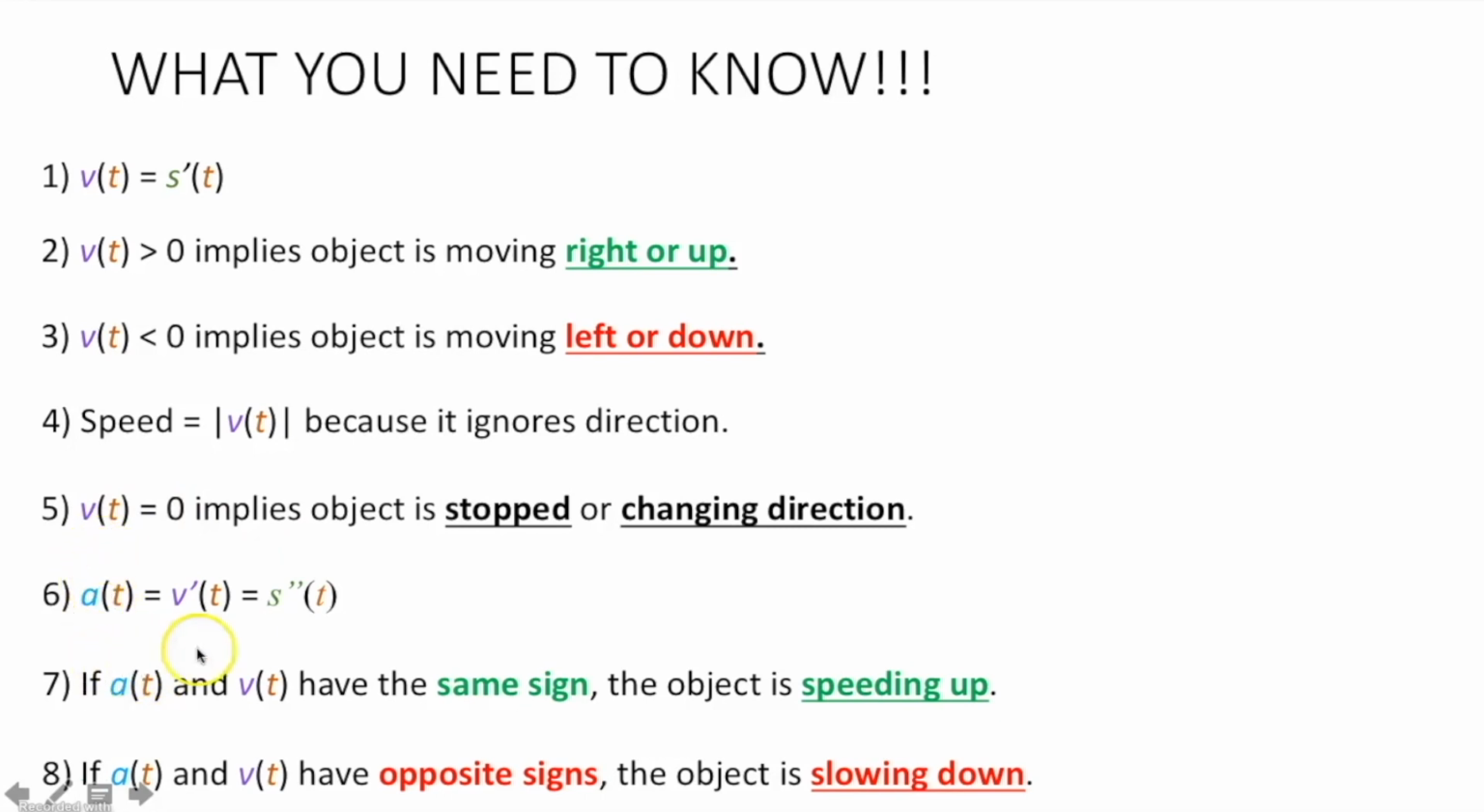If acceleration and velocity have the same sign, then your object is speeding up. So if acceleration and velocity are both positive or both negative, your object is speeding up. But if your acceleration and your velocity have opposite signs, then your object is going to be slowing down.